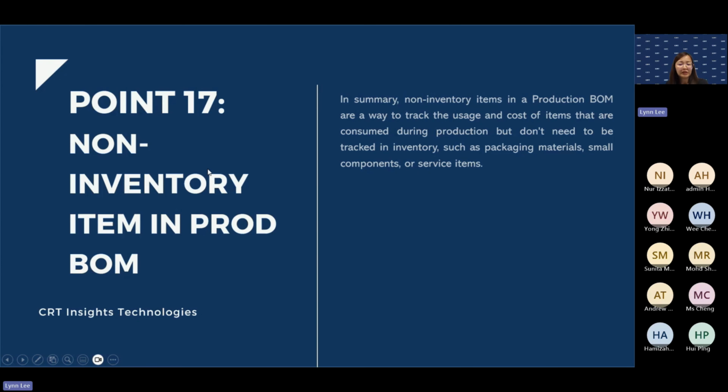Okay, so the next point, for the manufacturing industry, there are three points for the manufacturing module. For this one, it is a non-inventory item in the production BOM. If there's a non-inventory item that is part of your component, you can now insert the non-inventory item in your production BOM, and you can tell the system whether this is part of your finished good or not, or you can do the setting from the system.